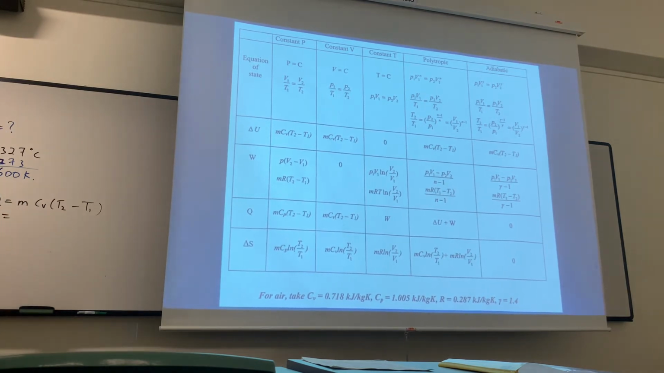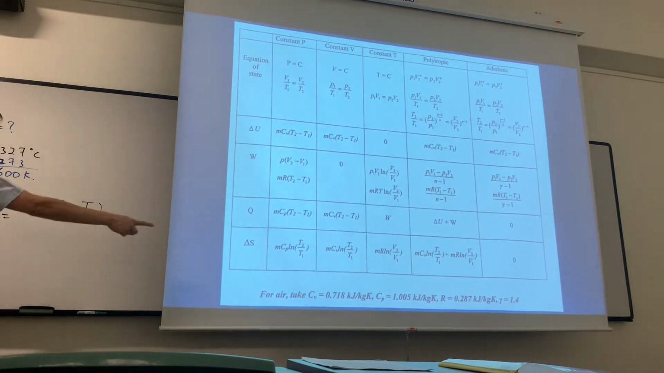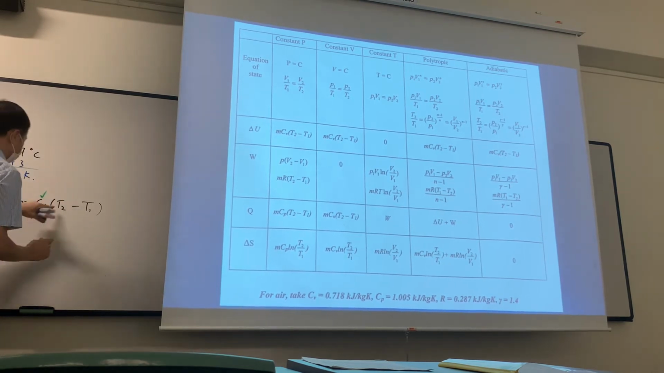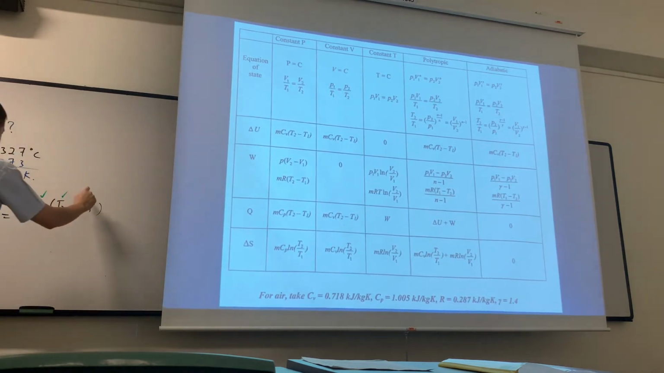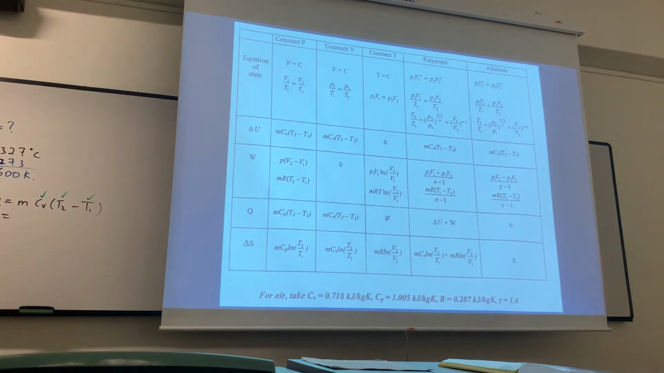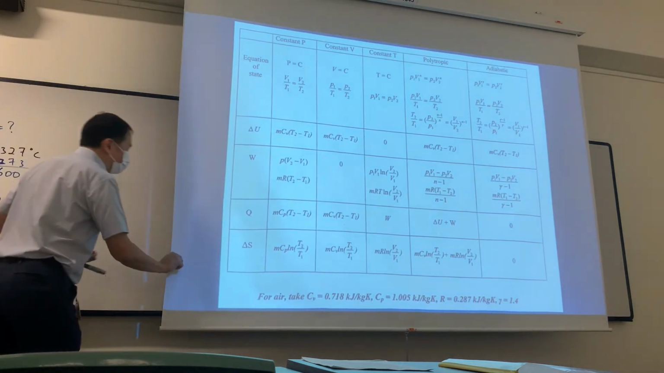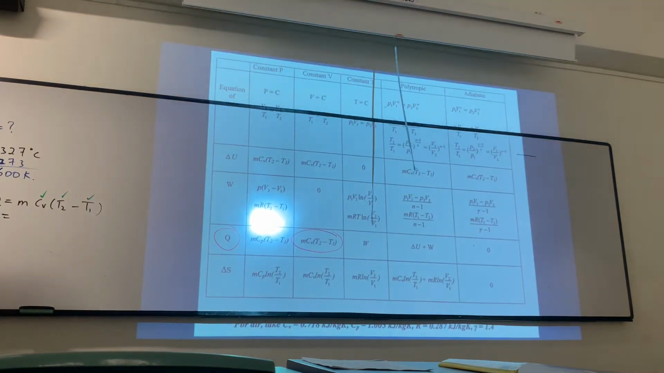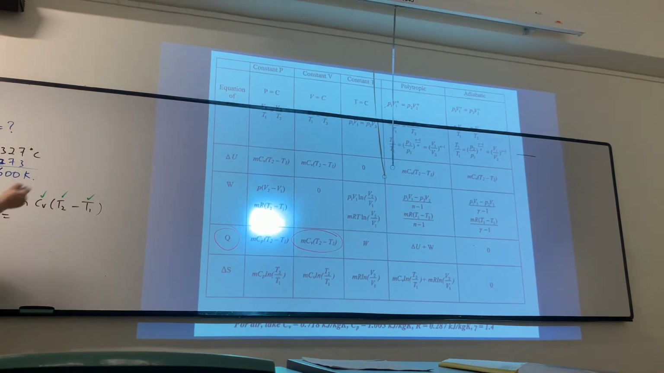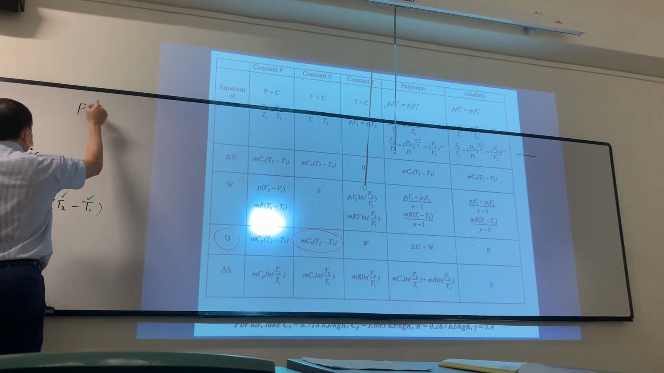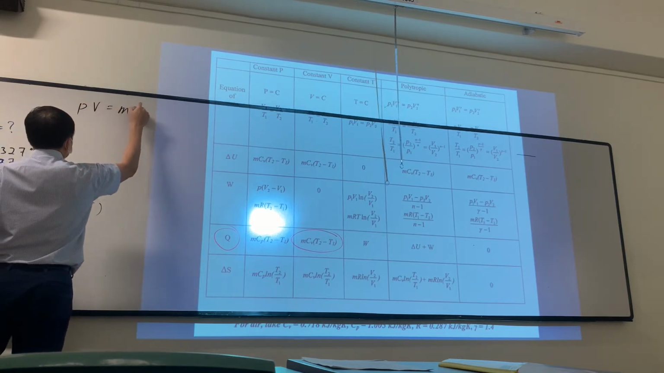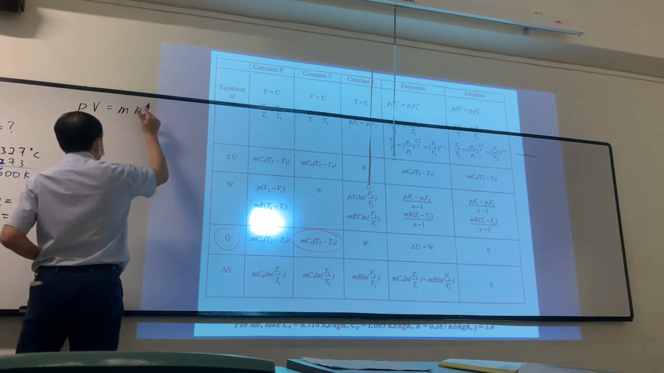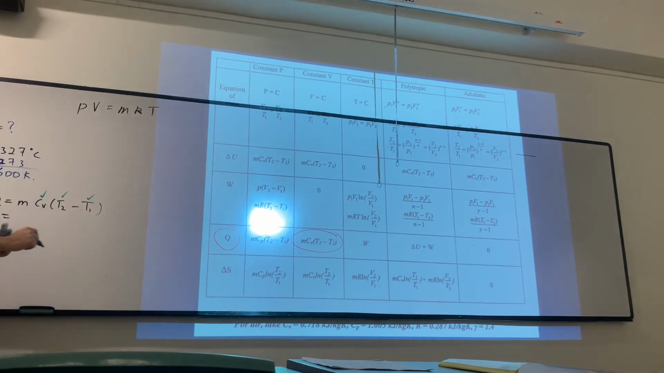Okay, let's see what we have. Cv given, so this one no issue. T2 given also. T1 given also. m, I don't have. How to find m? PV equals mRT. So now we want to find m. We use the perfect gas equation. Perfect gas equation says that pressure times volume is equal to mass times R, the characteristic gas constant, times temperature in Kelvin.